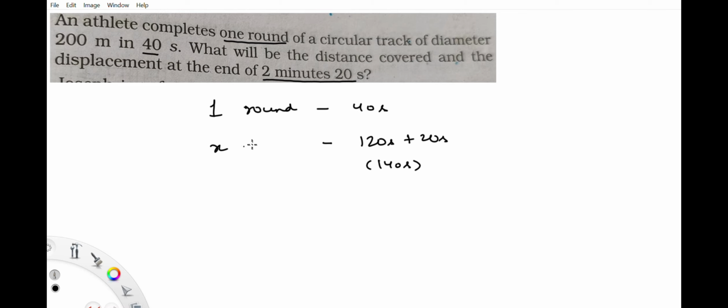So in 140 seconds, let's say the athlete completes X rounds. Now let us find the value of X. So I cross multiply: 140 into 1 is equal to 40 into X. So 40 into X gives me 140. X is basically equal to 14 by 4, which is 3.5 rounds.